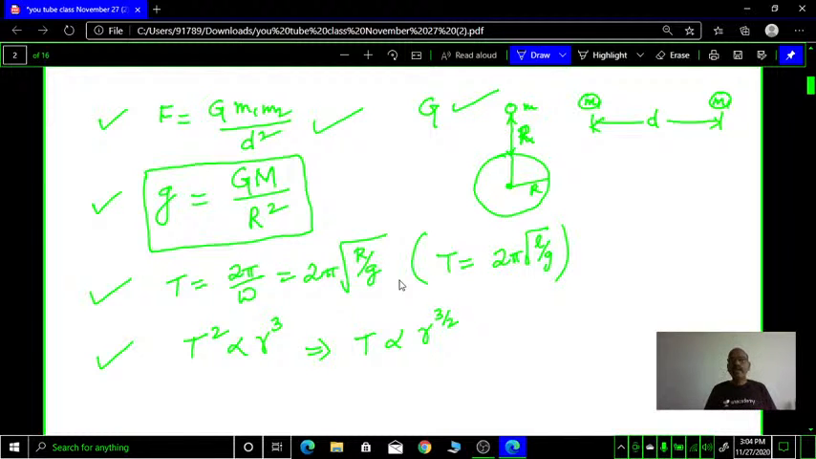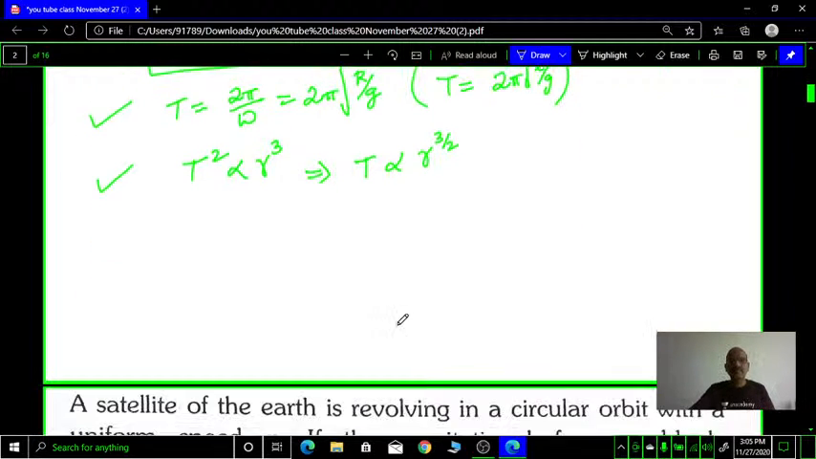Remember, based on this simple concept, today I am going to present important problems which appeared in all the competitive examinations, similar models. Let us proceed to the first question. Here it is.